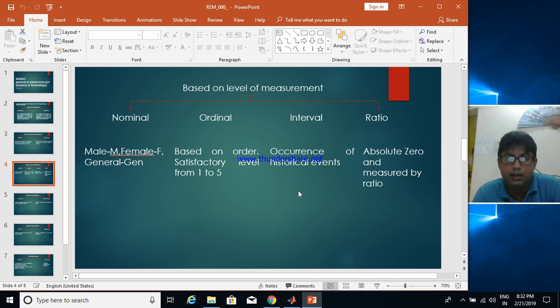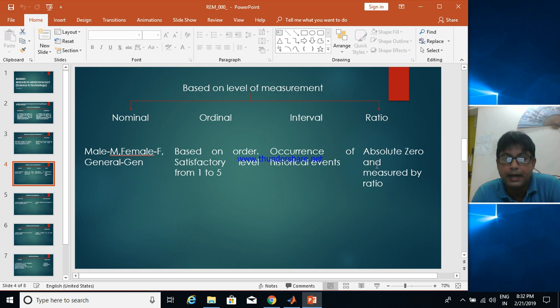Then the interval scale, if you measure the occurrence of some historical events within a certain period. You can take the example of the number of floods occurring within a certain interval, say within 5 years. That variable is classified as interval level.